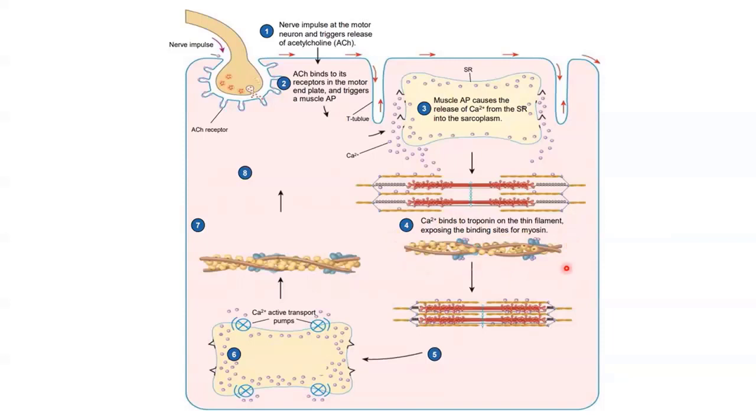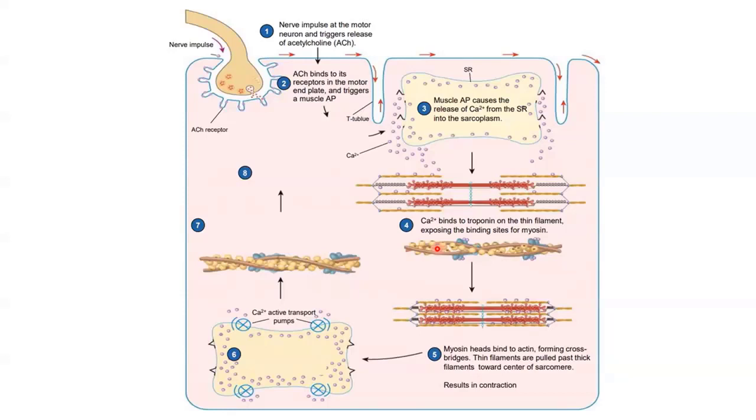So here is our thin filament. A reminder that the yellow dots are our actin, this brown line is our tropomyosin, and the blue is our troponin. So calcium binds to that troponin. The troponin changes shape and moves this tropomyosin out of the way. So now the myosin binding sites on actin are exposed.